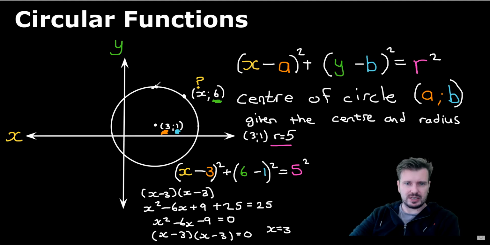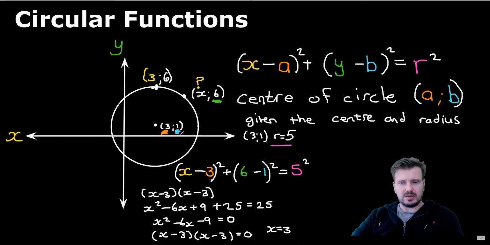So it's actually technically up here. So my point was 3 and 6. So this value here is actually 3 and 6. So I just did this so that we would have values that would work. But often what you're going to get when you multiply this out is two answers.